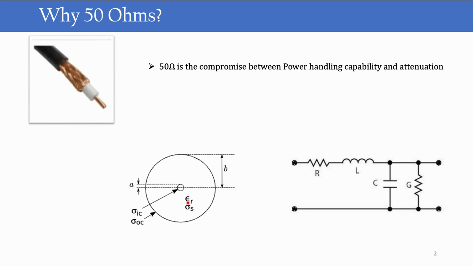Its permittivity is epsilon r, conductivity is sigma s, sigma IC is the inner conductor conductivity, and sigma OC is the outer conductor conductivity. In transmission line theory we can model a coaxial cable as an RLCG circuit, which consists of a resistor and inductance in series and a capacitor and conductance in parallel. This resistance and conductance are mainly contributing to the attenuation in the coaxial cable.